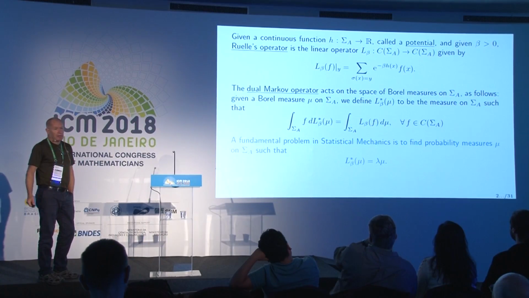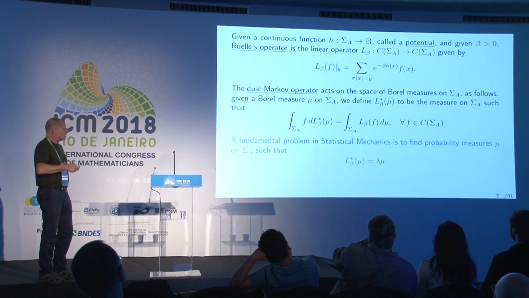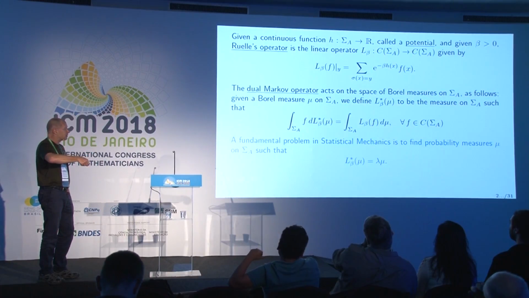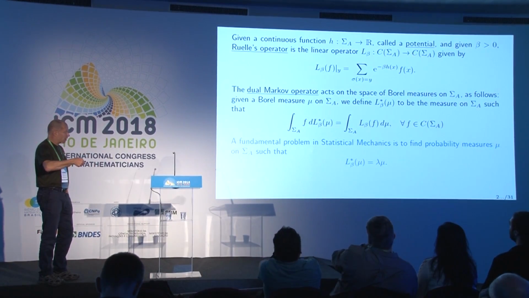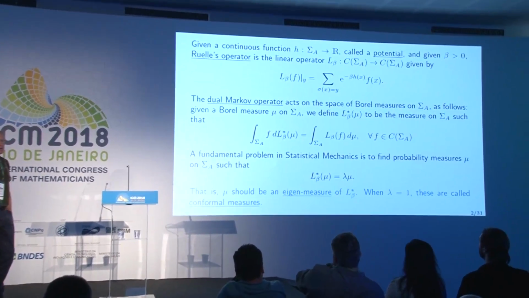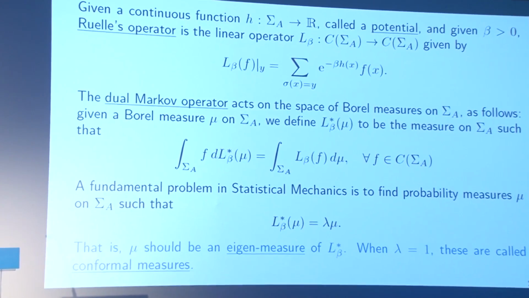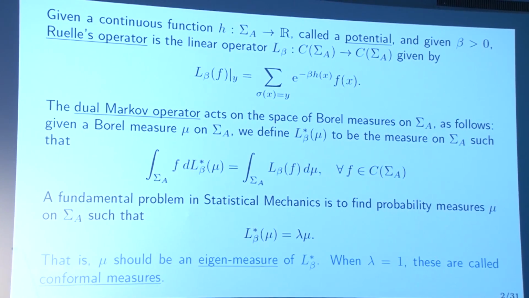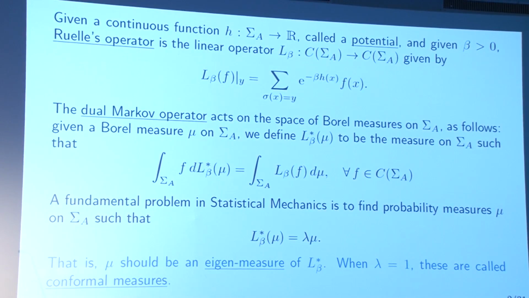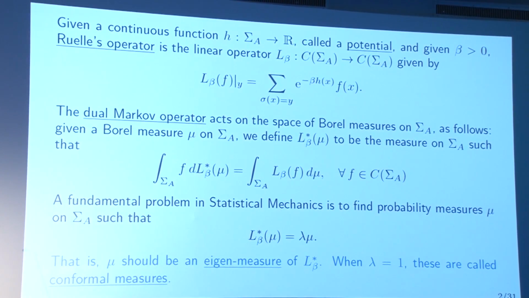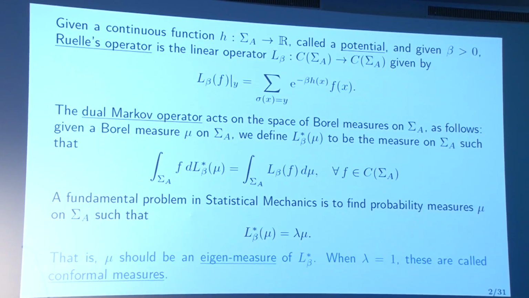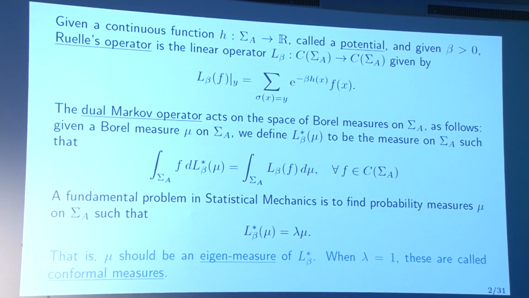There's a fundamental problem in statistical mechanics: to find the probability measures mu on sigma sub A such that L beta star of mu is equal to lambda mu, i.e., these are eigenmeasures for the operator L beta star. When lambda is equal to 1, in which case we have a fixed point, these measures are called conformal measures. I should say that I'm not a specialist in this problem, and I might defer questions about this specific problem to my co-authors here present.